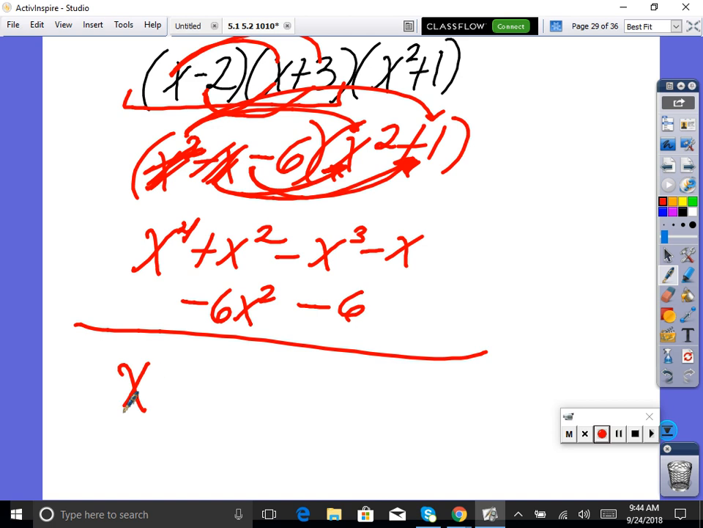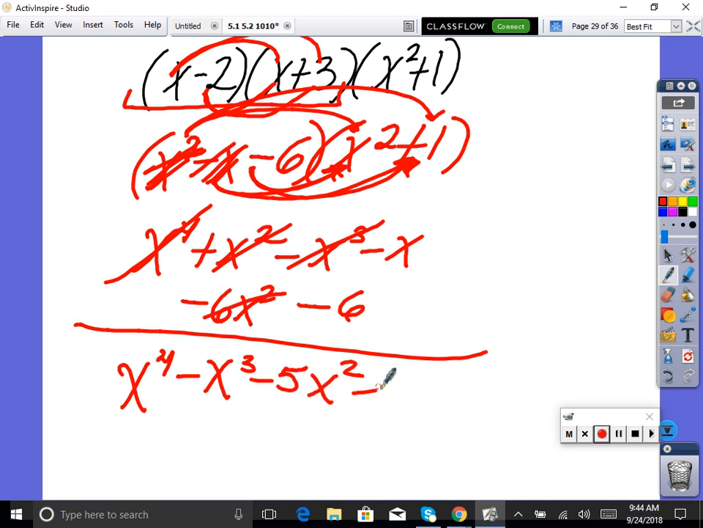Combine like terms. X to the 4th minus x cubed minus 5x squared minus x minus 6. So what were the steps? Multiply 2 together, combine like terms, then multiply in the third.